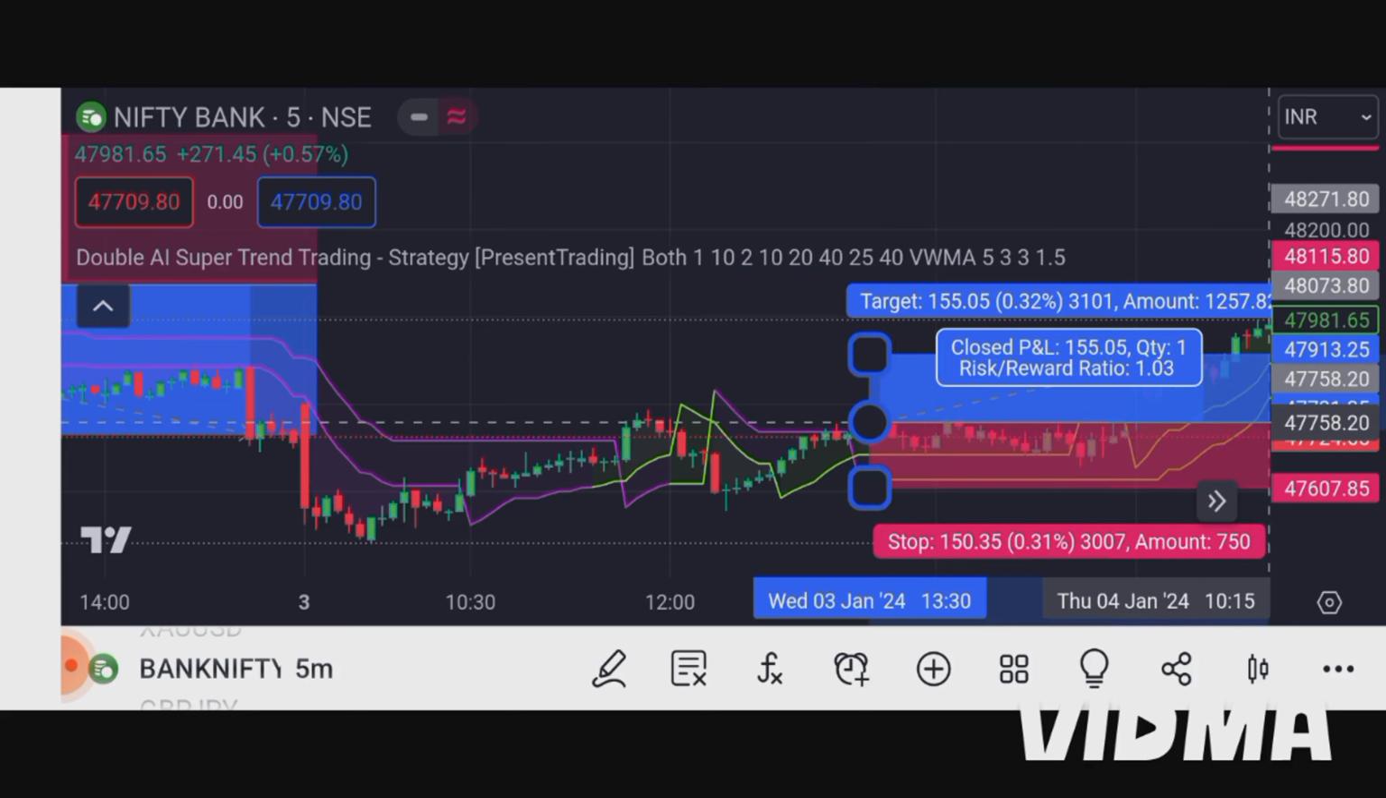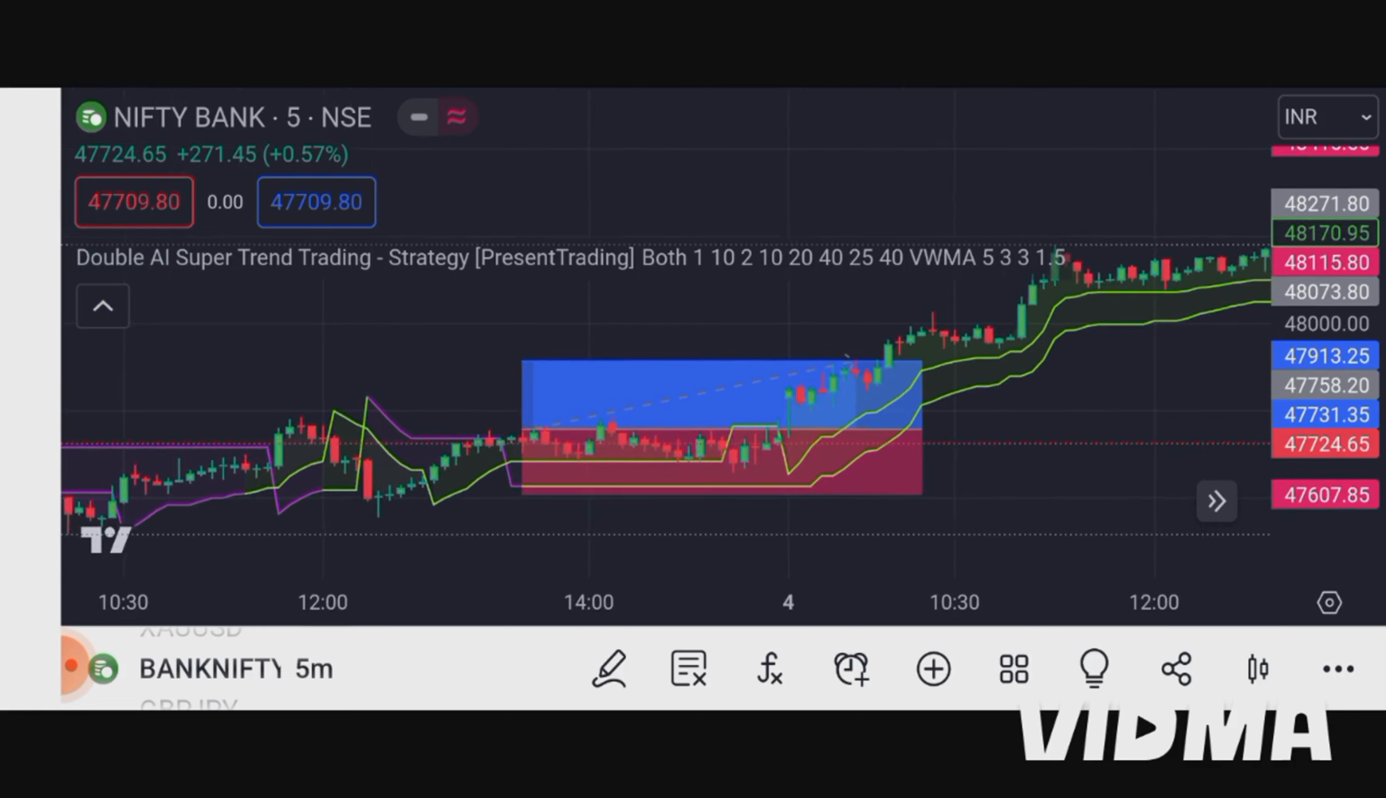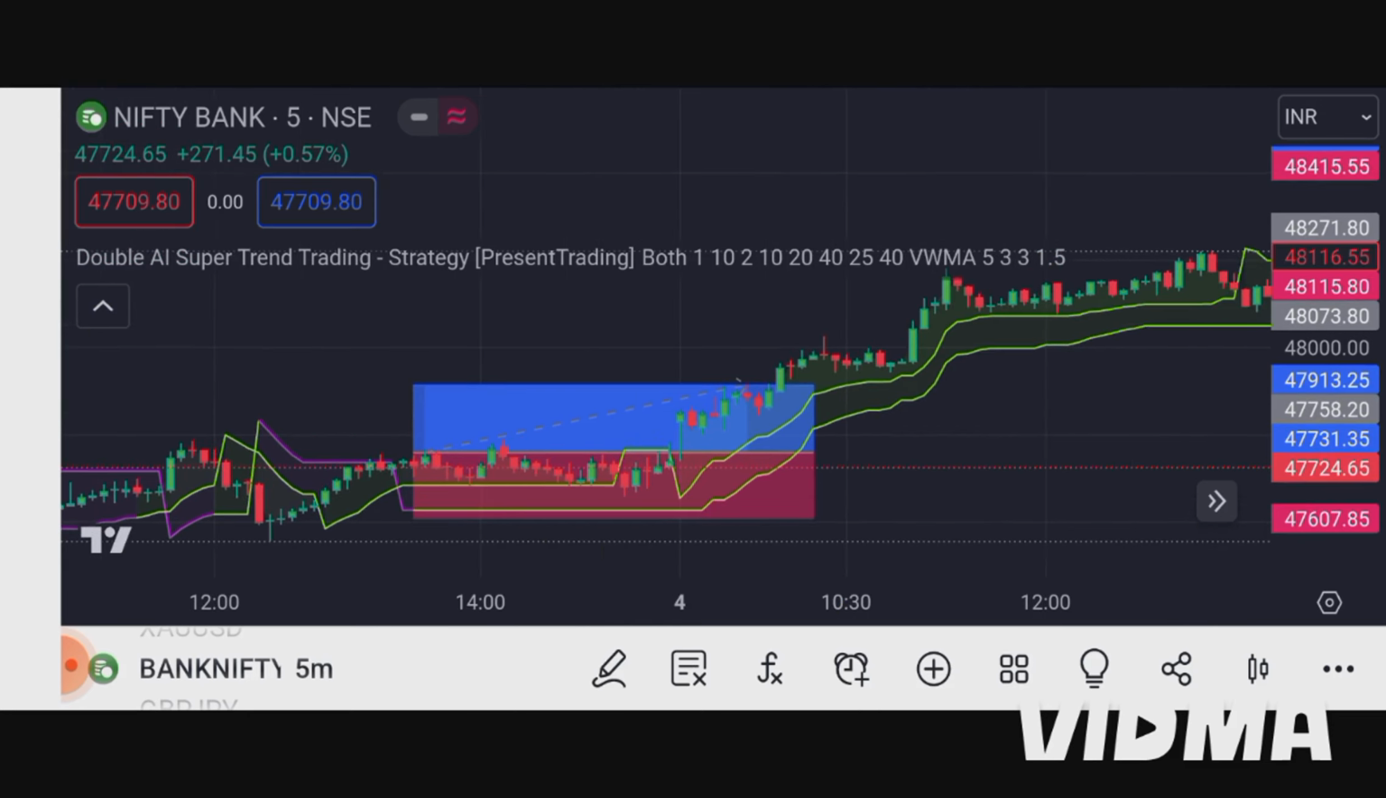So check that again, the target is hit, those three trades are wins. Now, second scenario: if you want to hold the trade, you can go with the market's continuation and follow the super trend by using your stop loss trailing method.